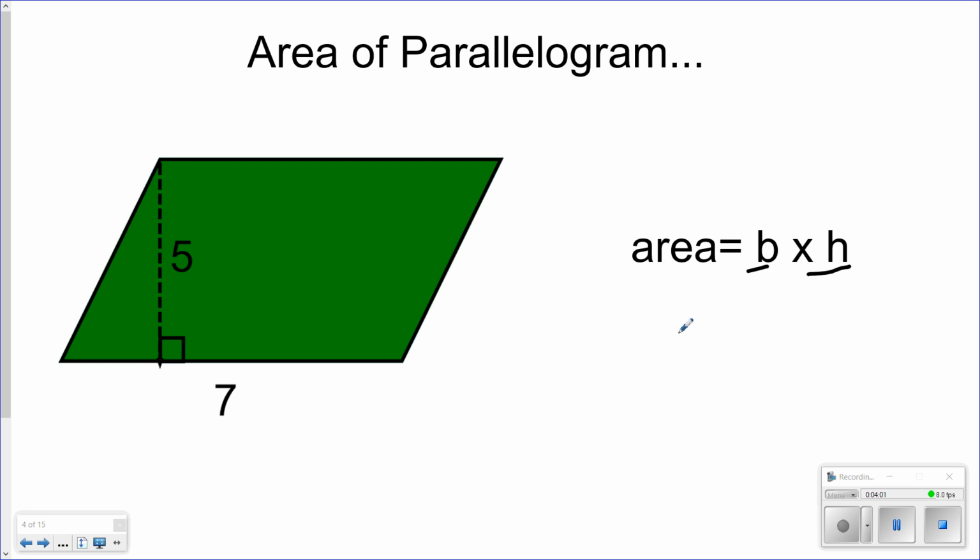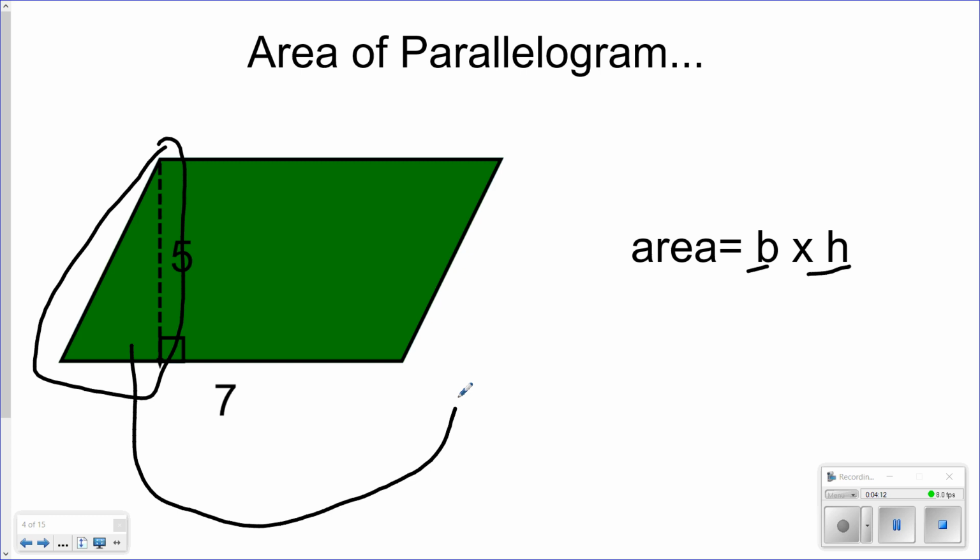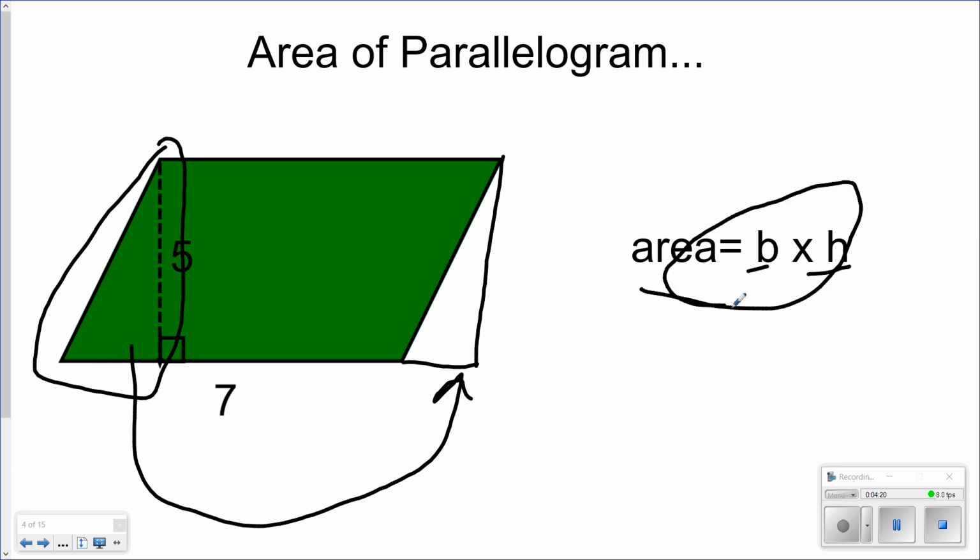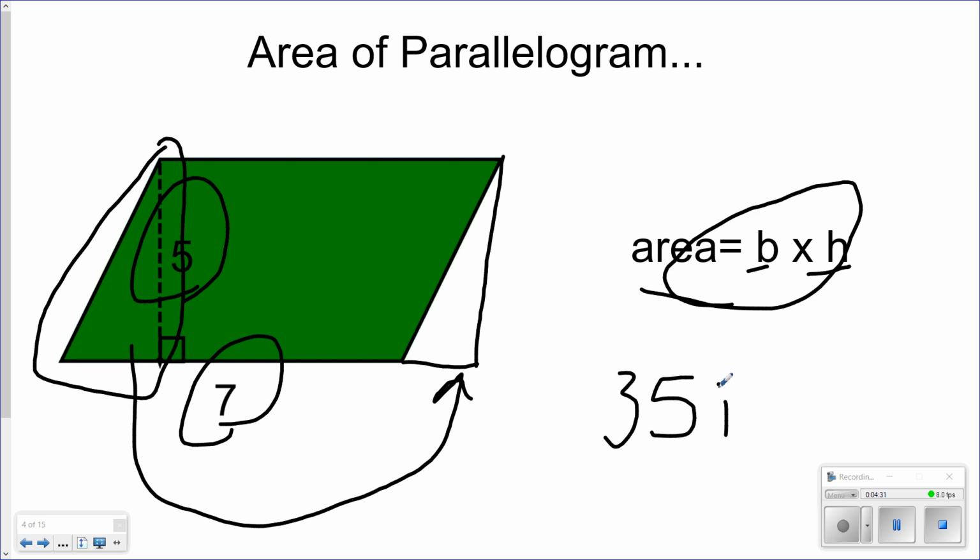Now, why does this work? How can you find the parallelogram and the square to be the same way? Well, here's the cool thing. If you would take this guy right here, let's say you cut him off and you move him over here, he becomes a rectangle. And a rectangle is also found the same way, just like this. So for any parallelogram, base times height, so this would be 7 times 5, and this would just be 35. And we'll say it's inches squared. So pretty easy to find a parallelogram, base times height, just exactly like a rectangle and a square.